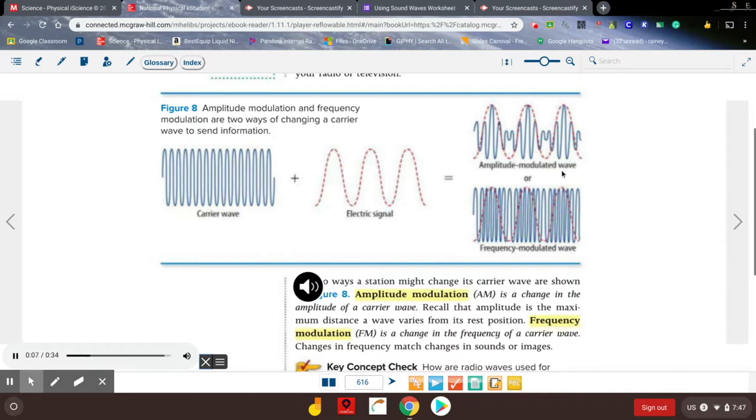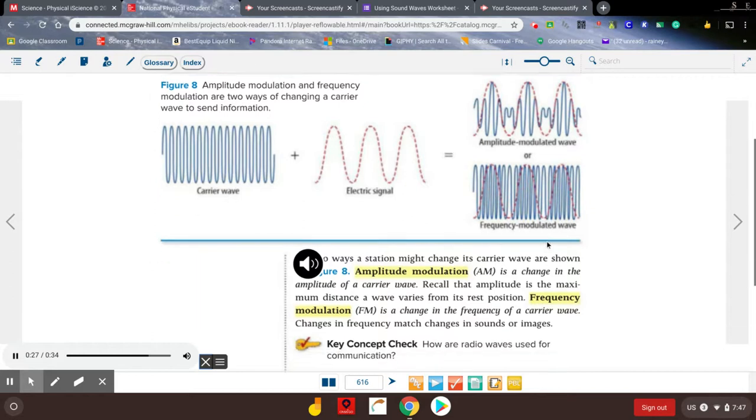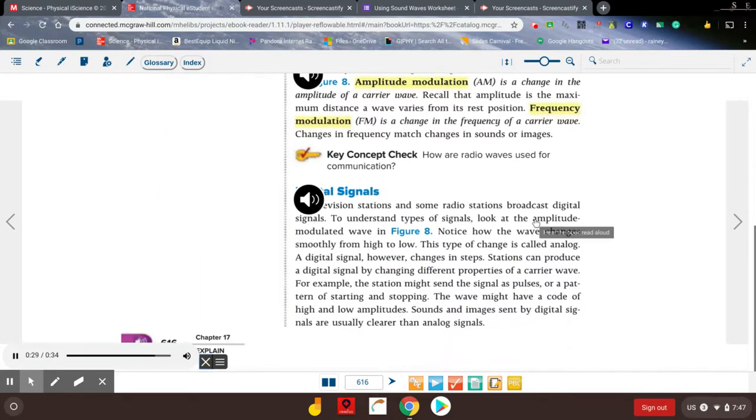Amplitude modulation, AM, is a change in the amplitude of a carrier wave. Recall that amplitude is the maximum distance a wave varies from its rest position. Frequency modulation, FM, is a change in the frequency of a carrier wave. Changes in frequency match changes in sounds or images. Key concept check. How are radio waves used for communication?